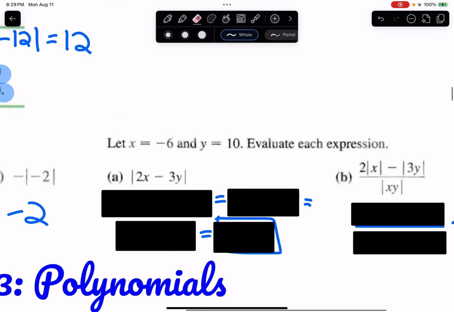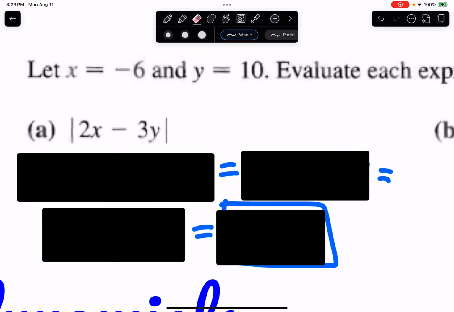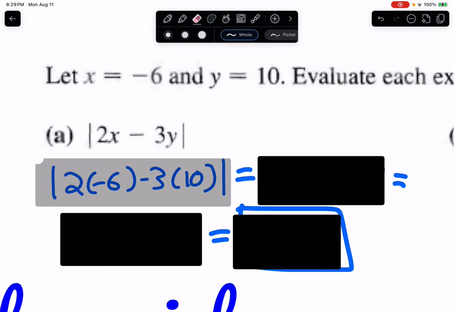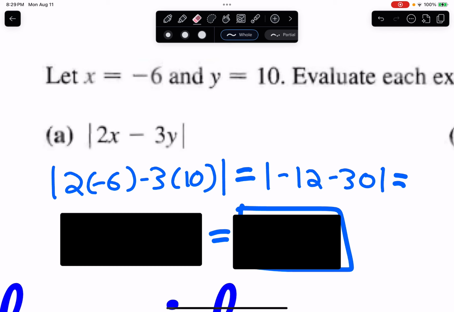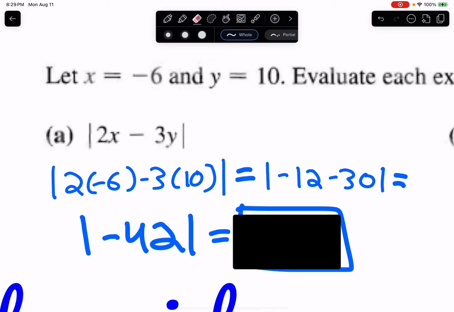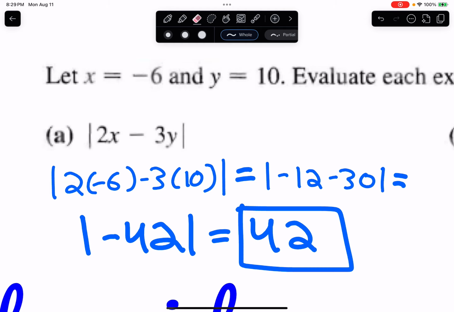And then for these last two, we're just going to plug in some variables. For this first one, plug in -6 for x, plug in 10 for y. Now really think of absolute value as like parentheses when you're doing PEMDAS. So do everything inside of it first, then do the absolute value. Don't turn these negatives into positives. That's a really common mistake. 2 times -6 is -12. -3 times 10 is -30. So again, do everything inside first. Do not turn these positive yet. So that becomes -42, and then its absolute value is +42.